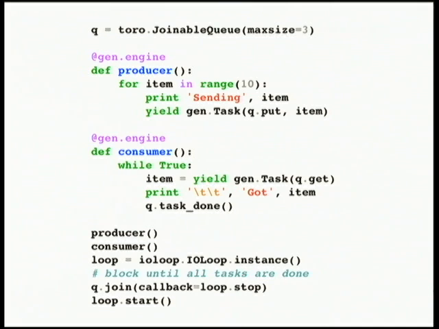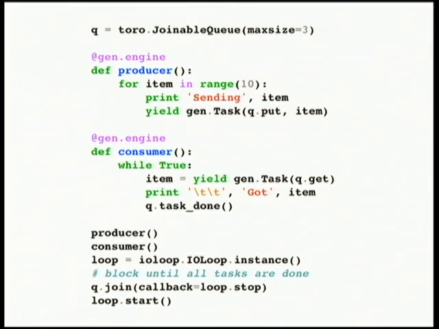The producer puts items into the queue, and once it's put 3 items into the queue, the queue has reached its max size, and the producer will be blocked, and the event loop will arrange to resume it when there's room in the queue for it to put items. The consumer, conversely, pulls items from the queue until the queue is empty, and then it waits for a next item to be put in.